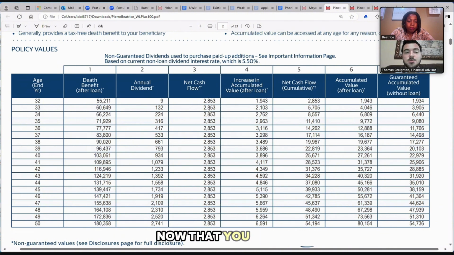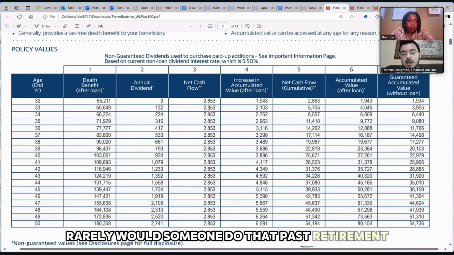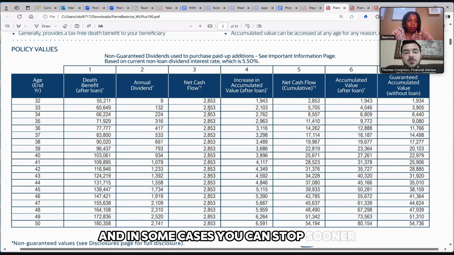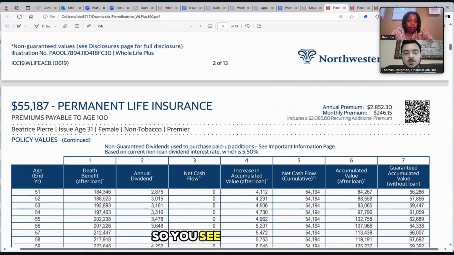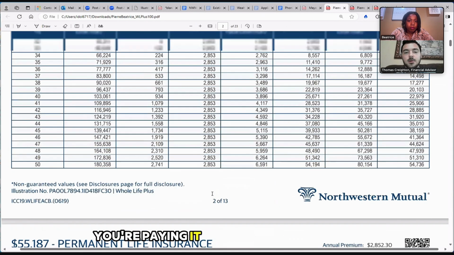Now, you could do that the rest of your life or until retirement. You continue to pay some money into the policy. Rarely would someone do that past retirement, and in some cases you can stop sooner. Here in this example, I showed you're funding it until you're 50 years old, right? So you see it's 0 here, 51, you're paying and contributing to your 50.